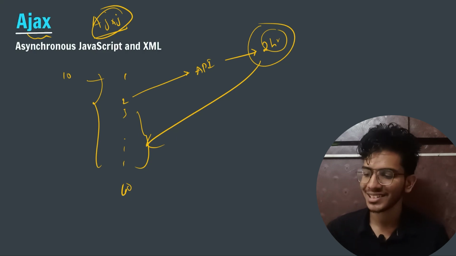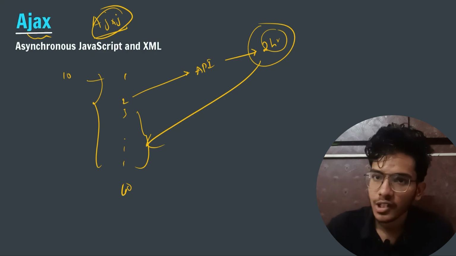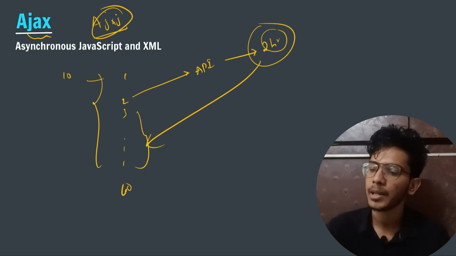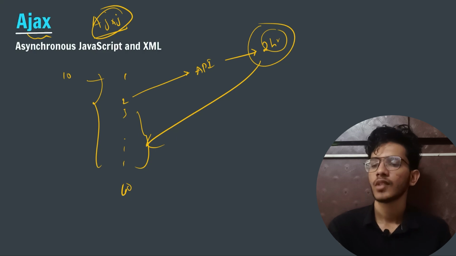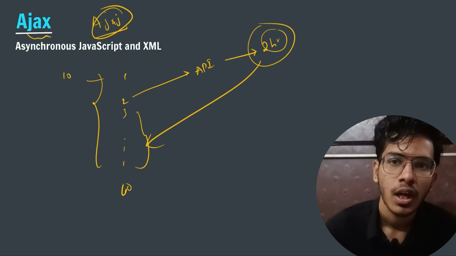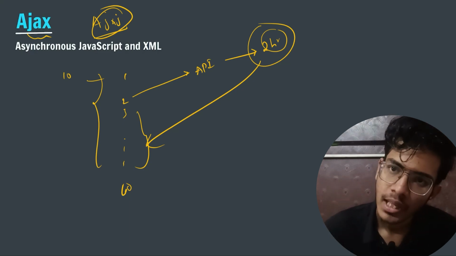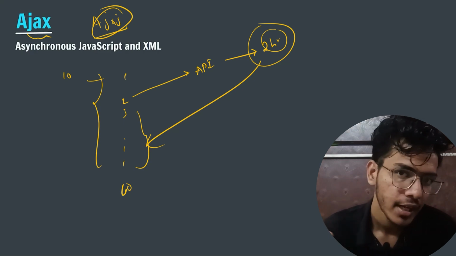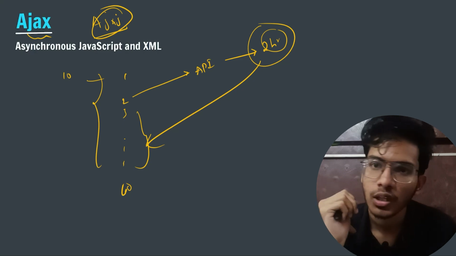So AJAX represents the asynchronous nature of JavaScript. Whenever an API is taking time, your code will not get stopped. Your code execution will continue and the API process will continue. And whenever the API process is completed, it will come back and return you the thing which is there.